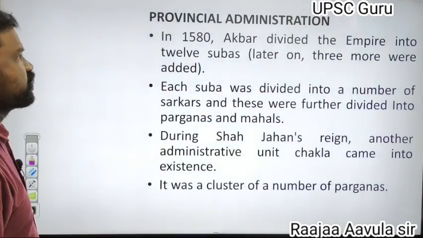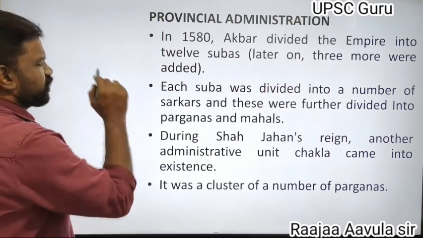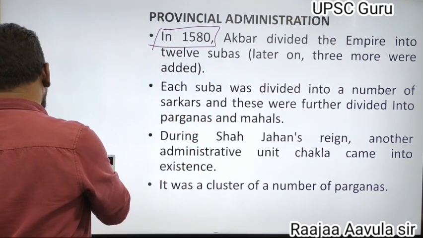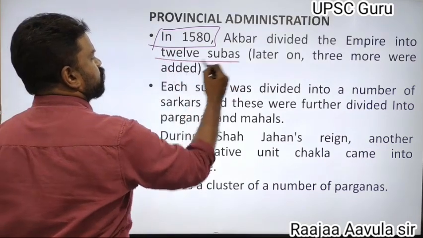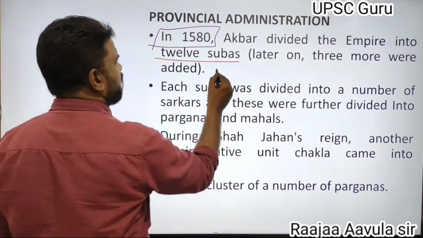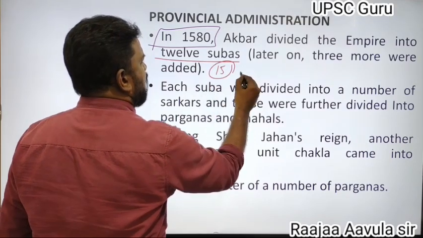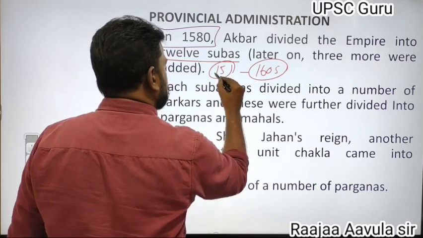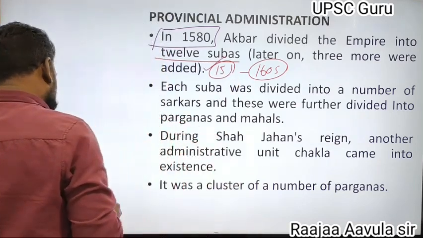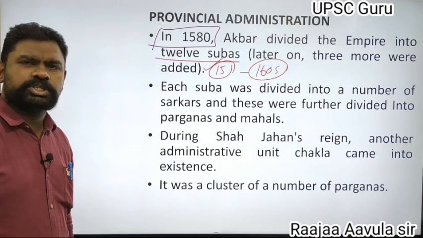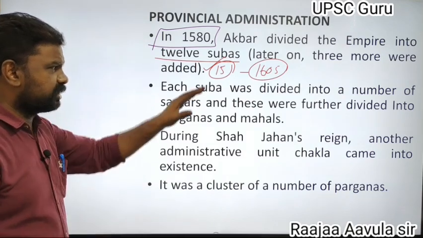Next, provincial administration. In 1580, Akbar divided the empire into 12 subas. Later on, 3 more were added. At the time of Akbar's death in 1605, there were 15 subas. Most of the time, you can find this question in previous examinations.